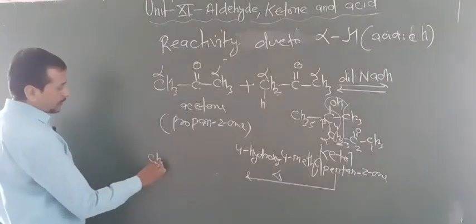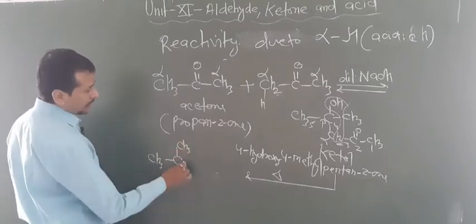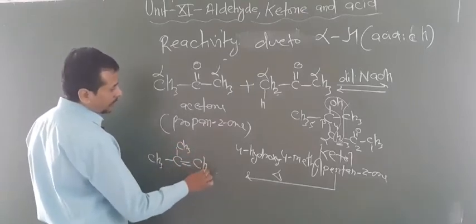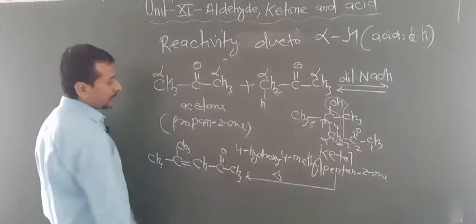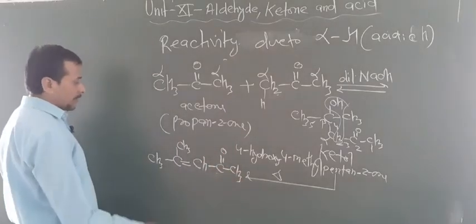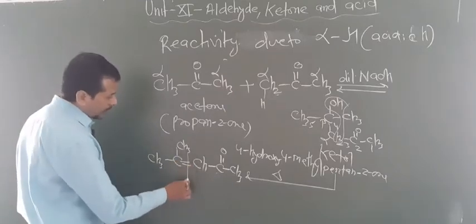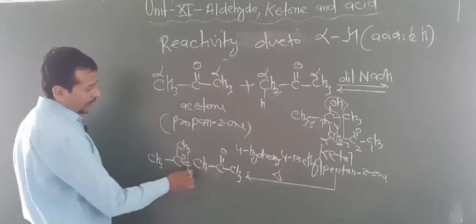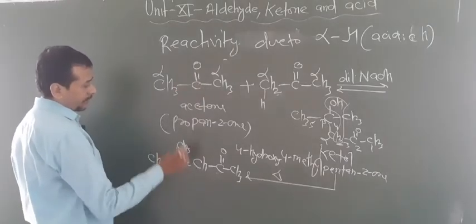Now look at the product: CH3, double bond, CH, single bond, C double bond O and CH3. Now again the same thing is repeated. If you want to know whether your product is correct or not, to break this bond, add 1 O here and 2H here. You have to get back the acetone. Are you getting this point?